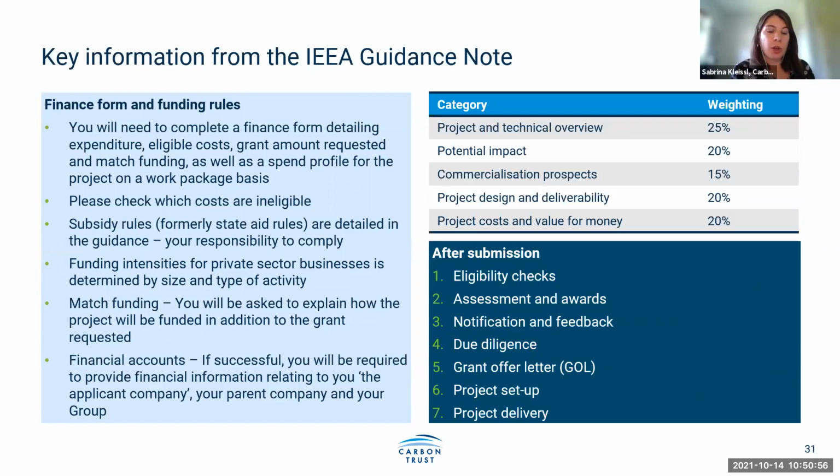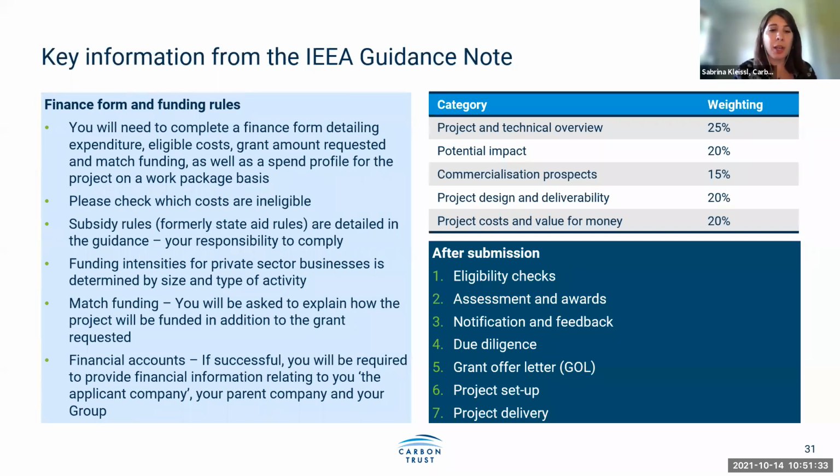So the guidance note goes into a lot of detail also regarding financing and funding rules. So once again, make sure to review the guidance note before starting your application. As part of the application, you will also need to complete a finance form detailing all the expenditure, eligible costs, grant amount requested, and match funding. The IEEA will only award funding where it can be demonstrated that the grant requested is directly needed for the cost of the demonstration project.